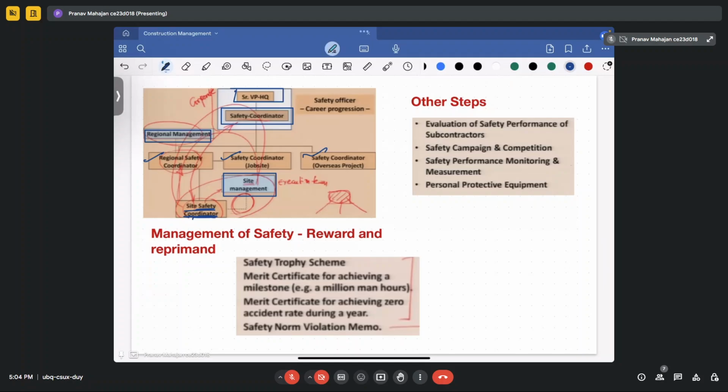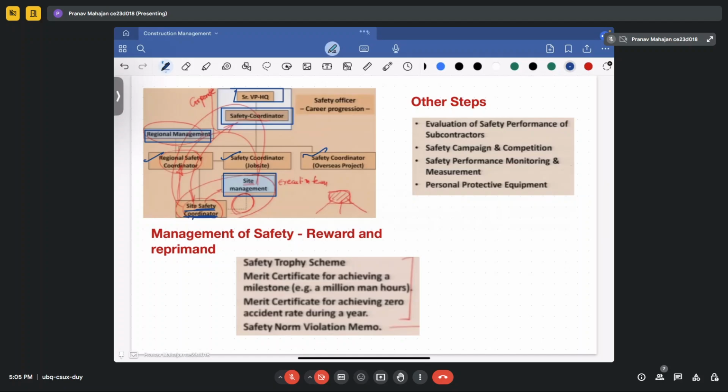Second is giving merit certificates for achieving a milestone, that is, a million man hours completed without any injury at a particular site. Third is a merit certificate for achieving zero accident rate during a year. And fourth is a safety norm violation memo. Whenever a person is not following the proper guidelines, a memo is to be issued to them.